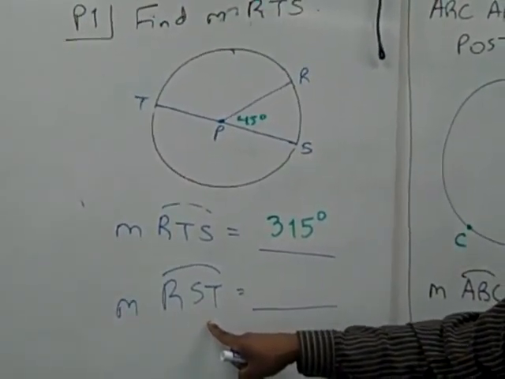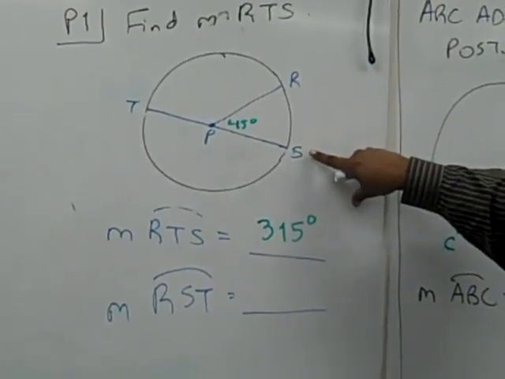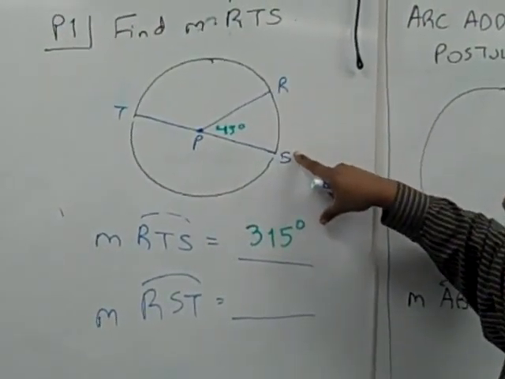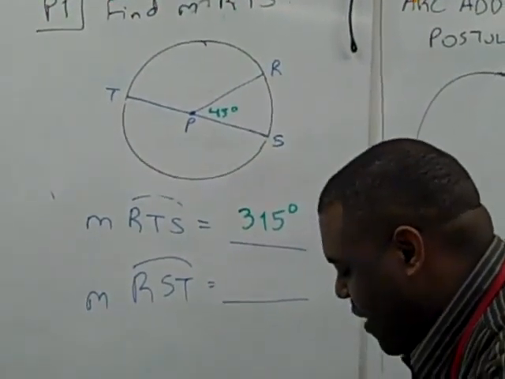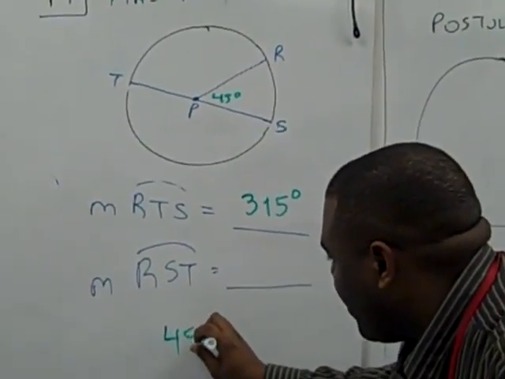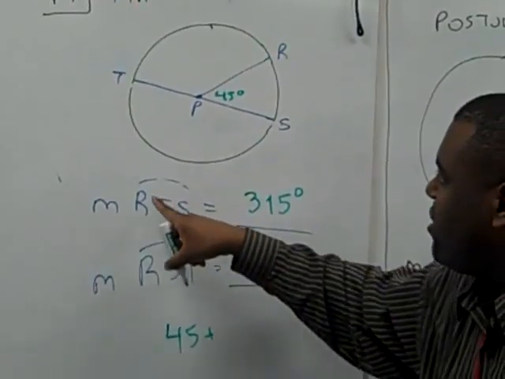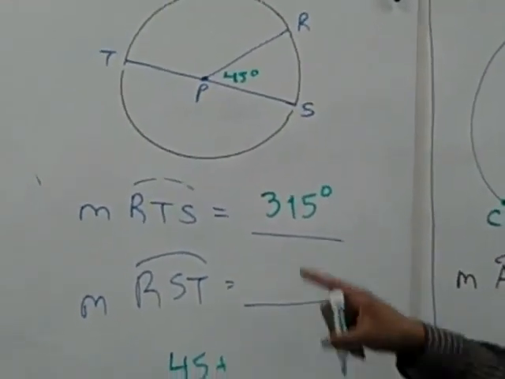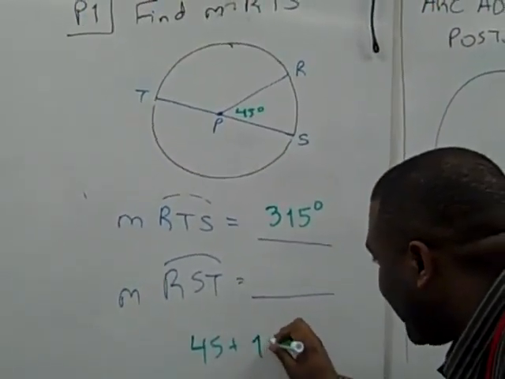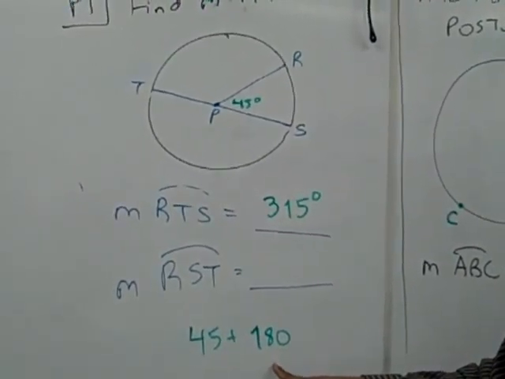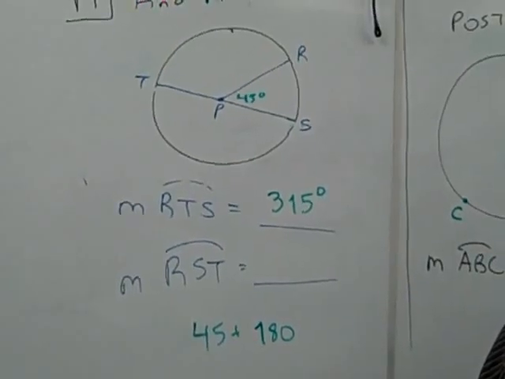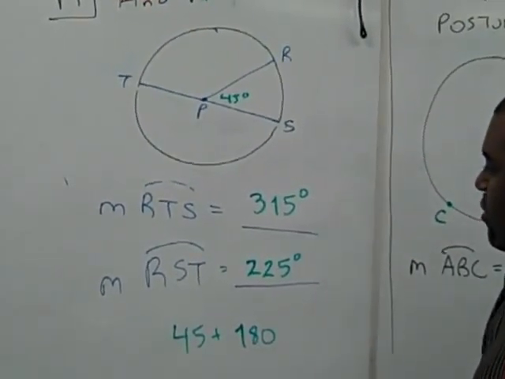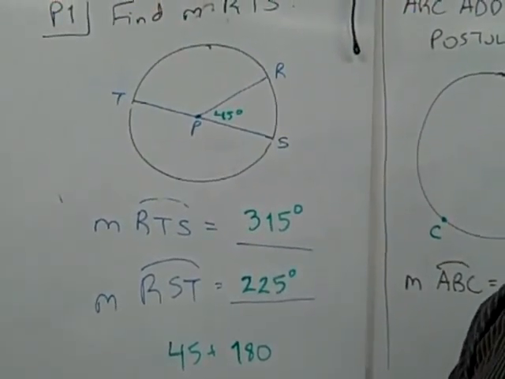First, figure out where RST is. So we're going to do R to S and then all the way around to T. Well, we know that from R to S, it's 45 degrees. So I'm going to put 45 degrees. Now, if I go from S to T, how many degrees is that? That's right. It's a semicircle, so therefore, it is 180 degrees. So if I put these two arc measurements together, I'm going to get 225 degrees. So the measure of arc RST is 225 degrees.